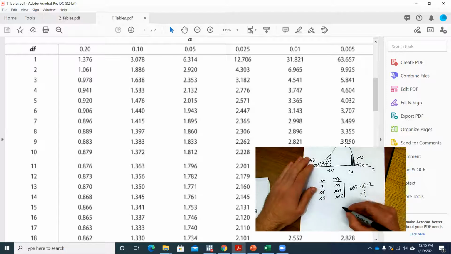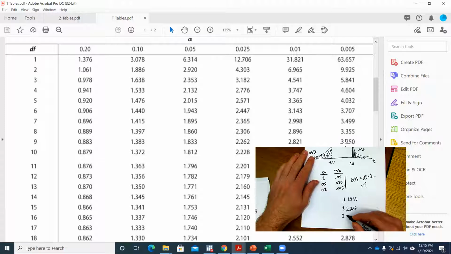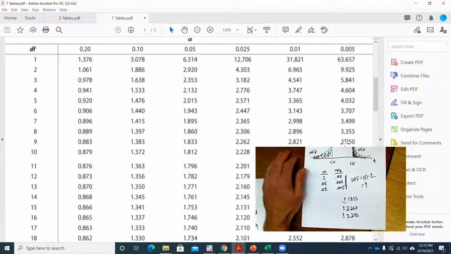But I would have kind of pairs, right? So however we want to do this, plus minus 1.833, plus minus 2.262, and then plus minus 3.250. So those are my 3 critical values. I could then plot these, right?